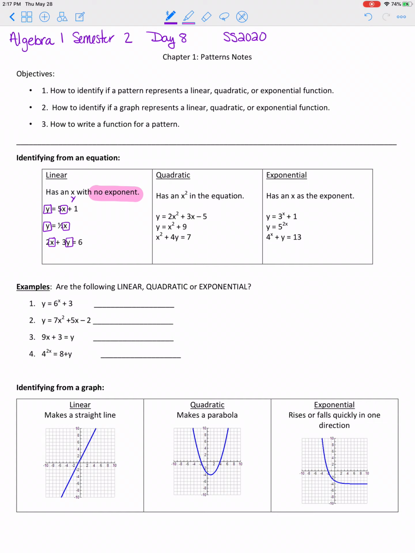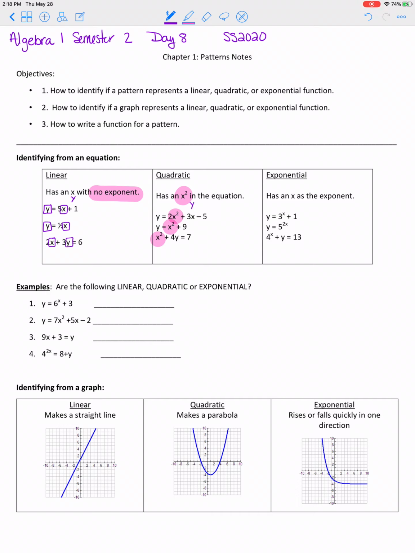For a quadratic equation, you're going to want to look for an x squared in your equation. So there's the x squared in the first equation, there it's sitting in the second equation, there it is in the third equation. Y is normal without any exponents on there in order for it to be a quadratic equation. So we have a regular y.